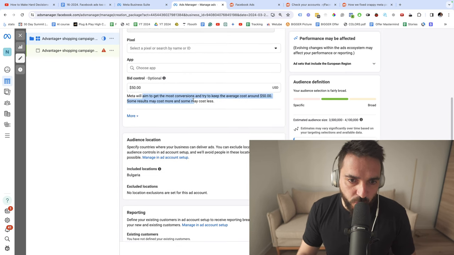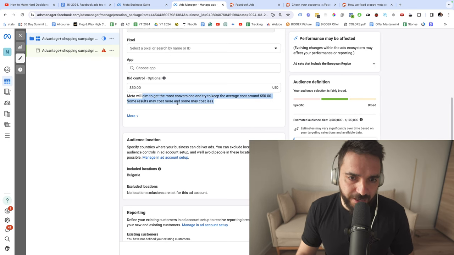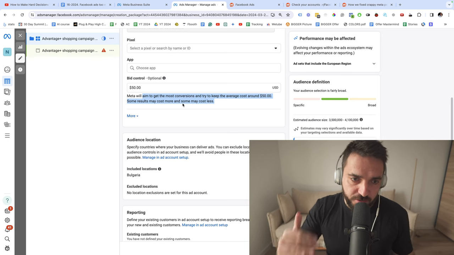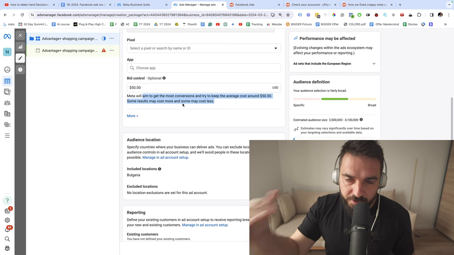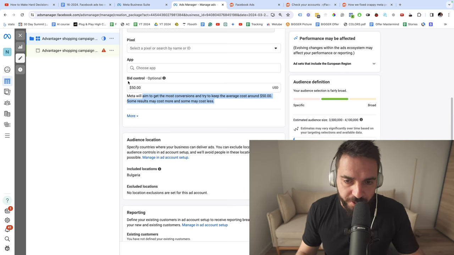Here it says, Meta will aim to get the most conversions and try to keep the average cost around $50. Some results might cost more, some results might cost less, but Meta on average will try to get your cost per result around $50. And this is what they implemented. They implemented bid control, or CPA the way he calls it, and it started working for them.